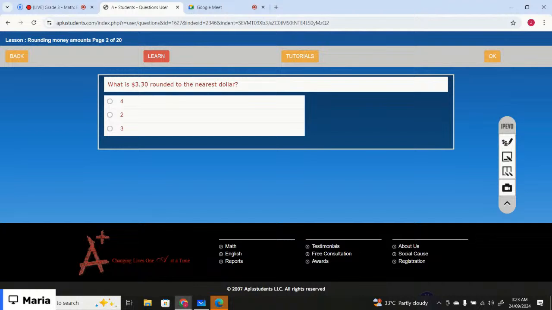What is $3.30 rounded to the nearest dollar? So which is the correct option? 3.30 is rounded off to. 3.30 is rounded off to 3, not 4. The correct option is 3.